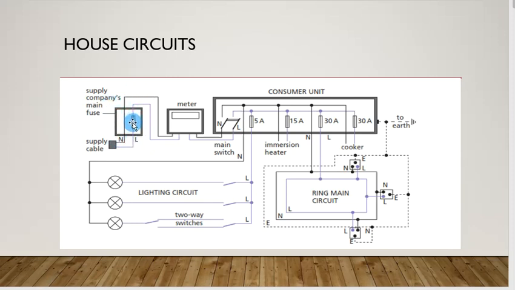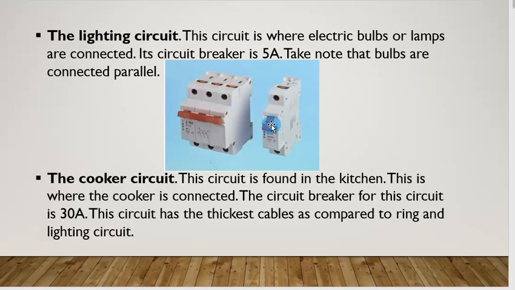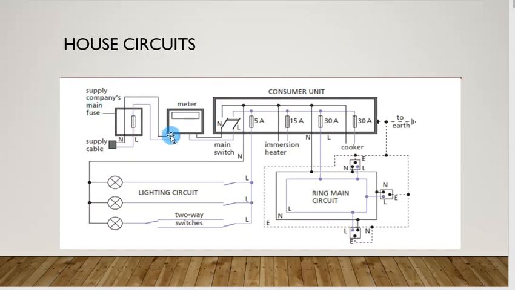Okay, so the supply cable first enters the supply company's main fuse. I have to mention here that these fuses and the ones you're able to see in the consumer unit or distribution box have been replaced by circuit breakers. The circuit breakers look like this. It's a circuit breaker in its off state. These are also circuit breakers in their on state. Usually when it goes down, we say it has tripped.